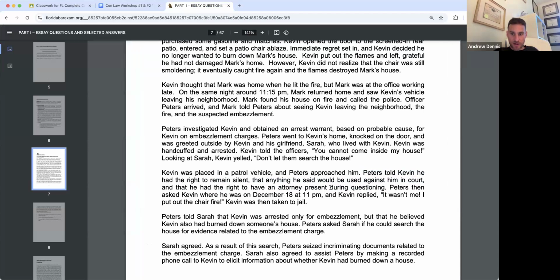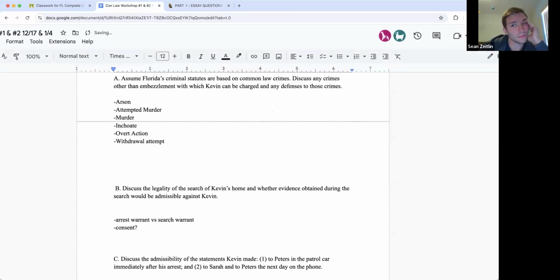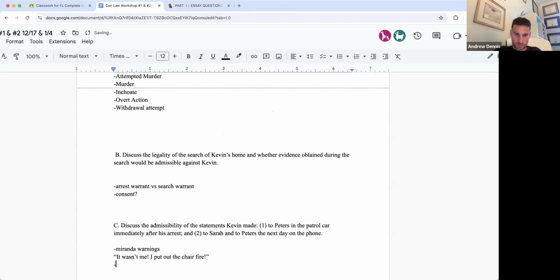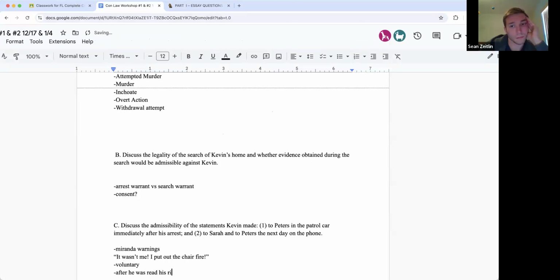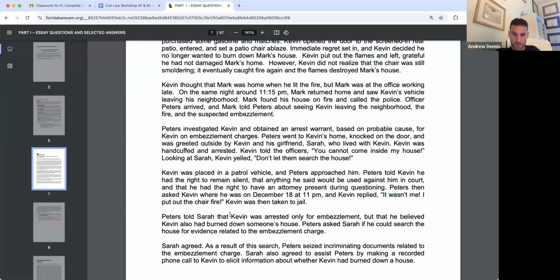So that statement right there is an important statement, right? "It wasn't me. I put out the chair fire." Possibly voluntary. Voluntary. And it was after he was read his rights, right? Doesn't seem so problematic there. I mean, he had the right. He just said it.